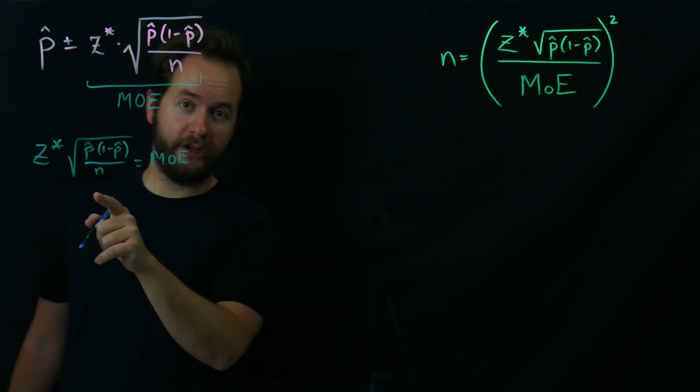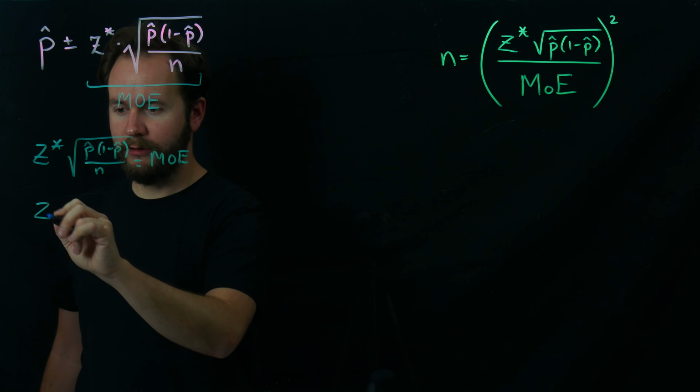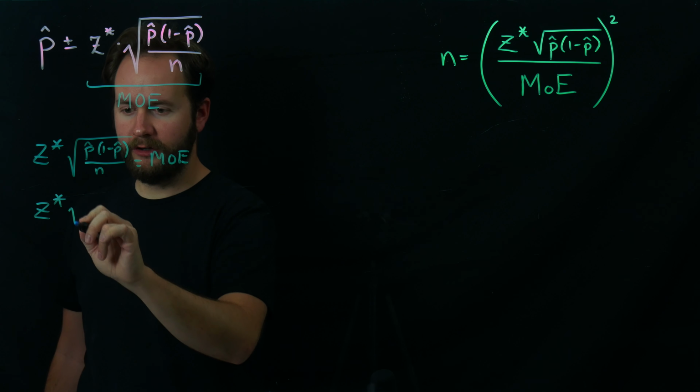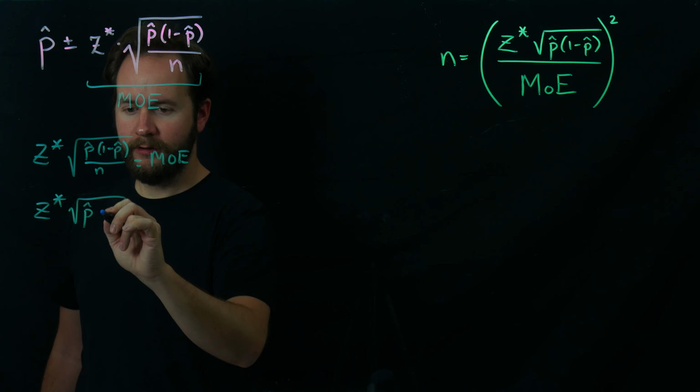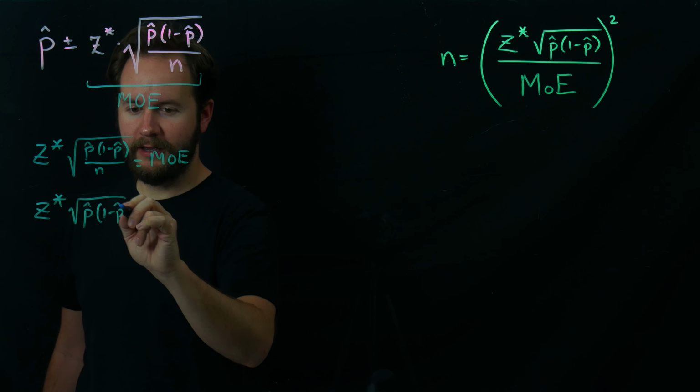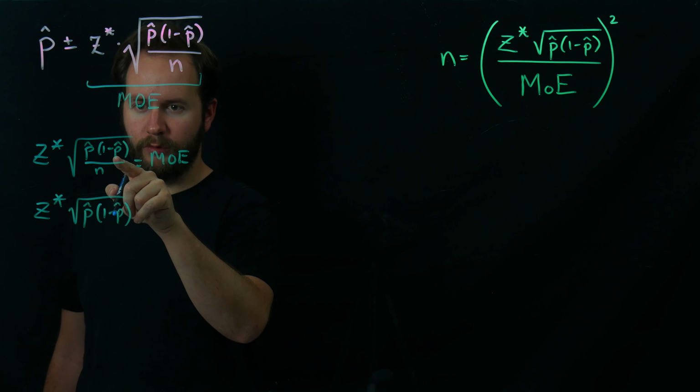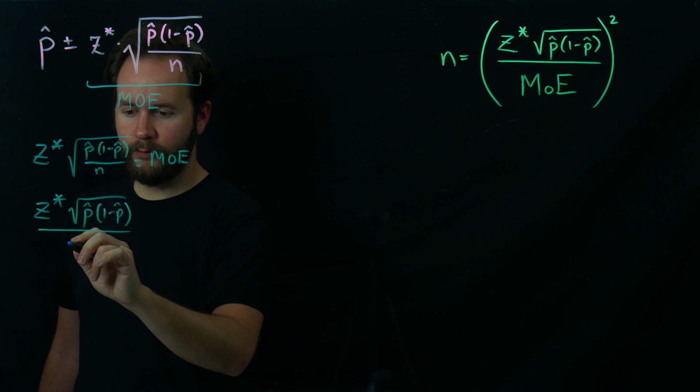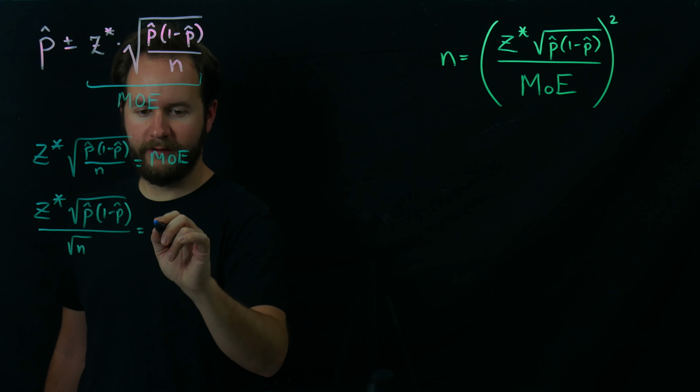I'm going to start by using an algebra trick you probably don't remember, or I wouldn't blame you if you don't know it or are afraid to do it because algebra can be scary. But I'm just splitting this square root. So I can take the square root of p hat times 1 minus p hat, and the square root of n can get its own set of parentheses.